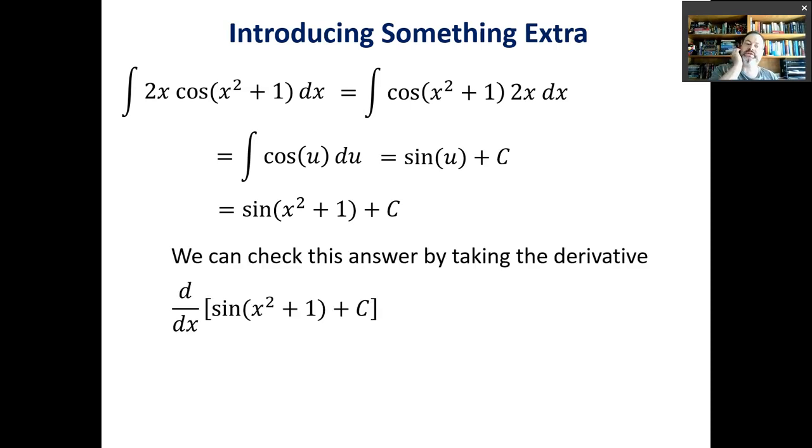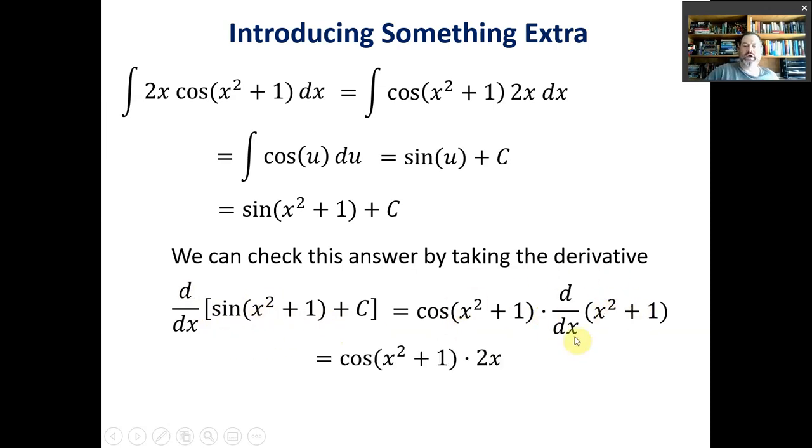And you always want to check your answer, right? Take the derivative of this. We can see here that this has a chain rule. So it's going to be cosine of x squared plus 1 times the derivative of the inside function. And we know the derivative of the inside function is 2x. And so we can see that this expression here matches this expression.